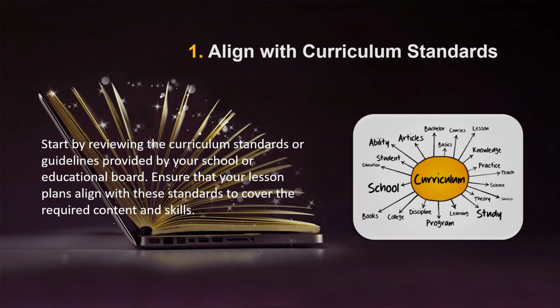1. Align with curriculum standards. Start by reviewing the curriculum standards or guidelines provided by your school or educational board. Ensure that your lesson plans align with these standards to cover the required content and skills. Here are a few examples to illustrate how to align with curriculum standards when planning high school science lessons.